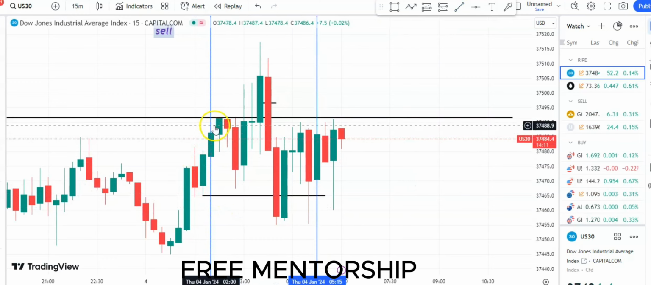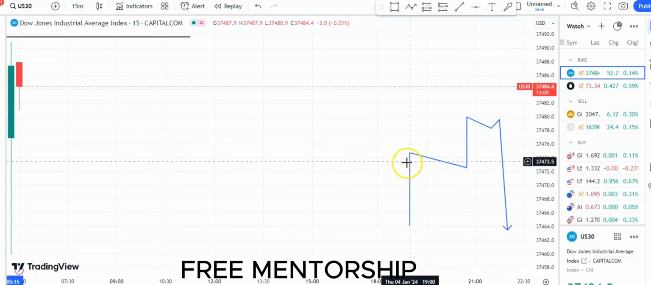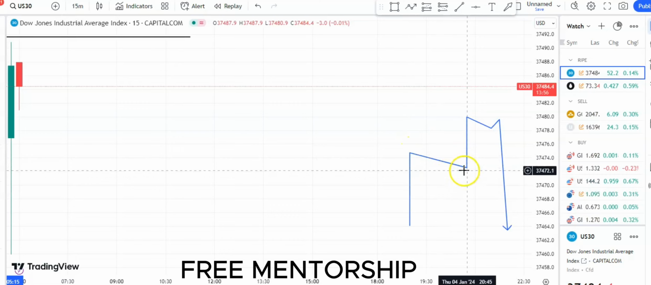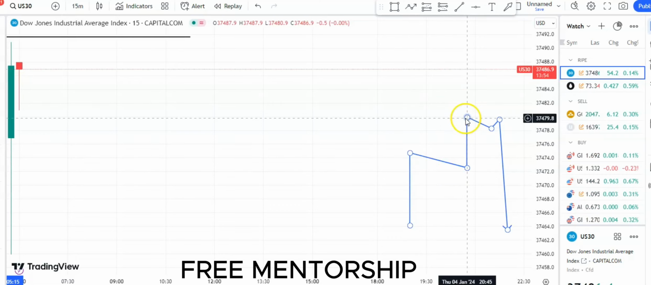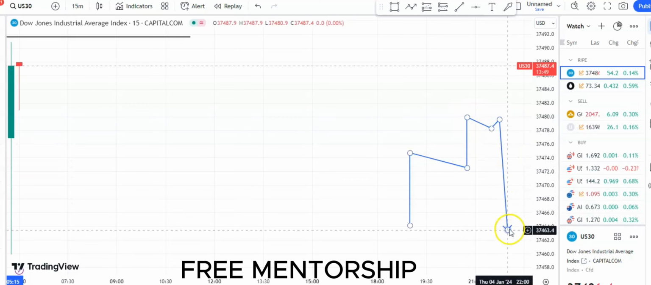We have the pump. We have the pause. And then we have the explosive move, 1, 2, 3. And then we have the move down. So, in a nutshell, we have the pump. We have the pause. We have the explosive move. And then we have the dump. It's as simple as that.